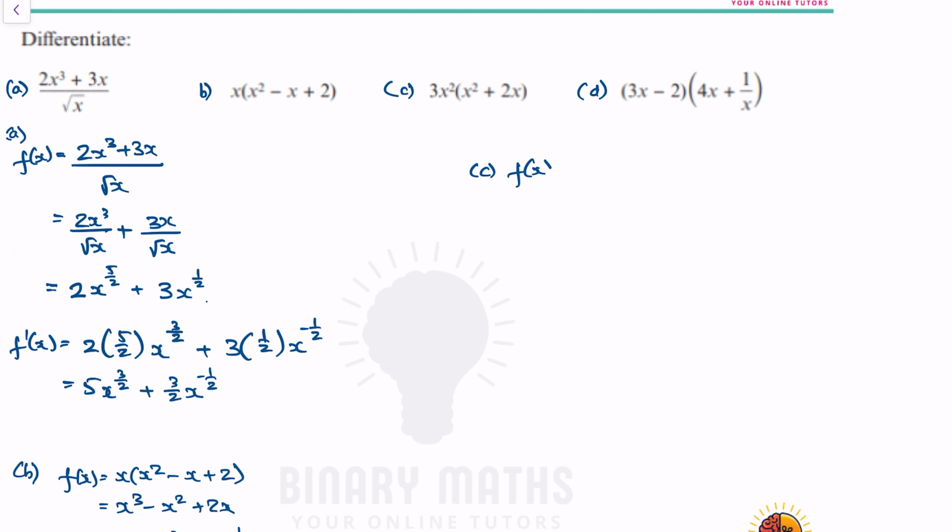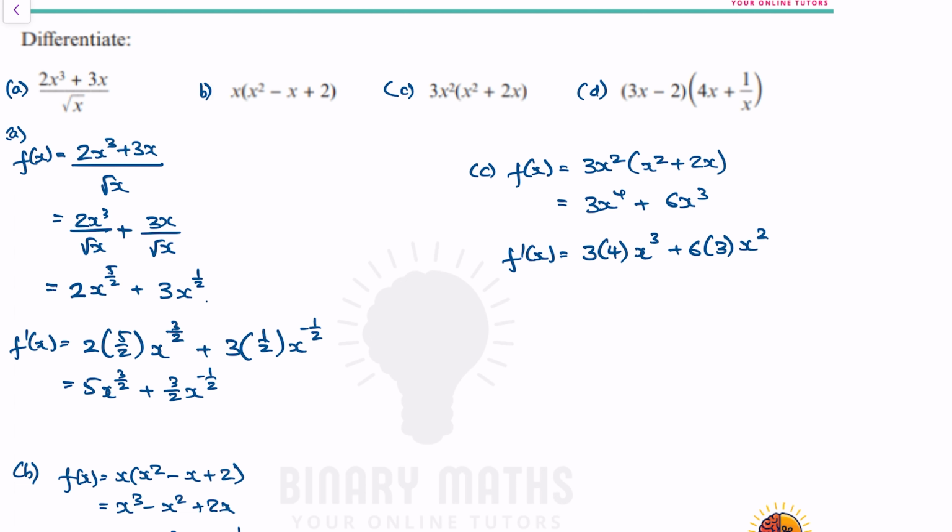So f of x is equal to 3x squared times x squared plus 2x, which is equal to 3x to the power of 4 plus 6x cubed when we expand the bracket. So now that we've got it in index form, I can just differentiate. It's 3 times 4 times x to the power of 3 plus 6 times 3 times x to the power of 2, which simplifies to 12x cubed plus 18x squared. Last one is D.